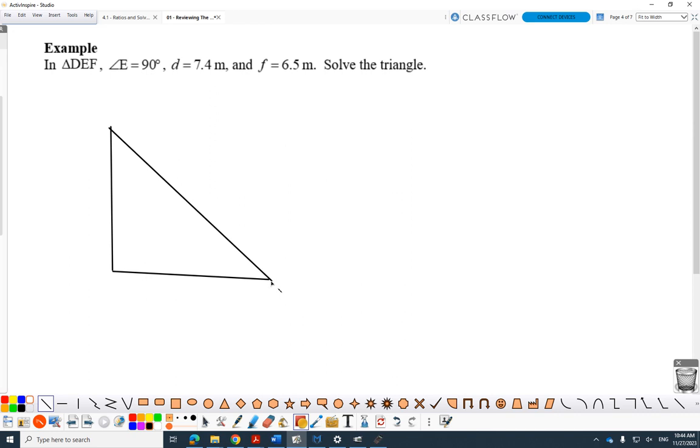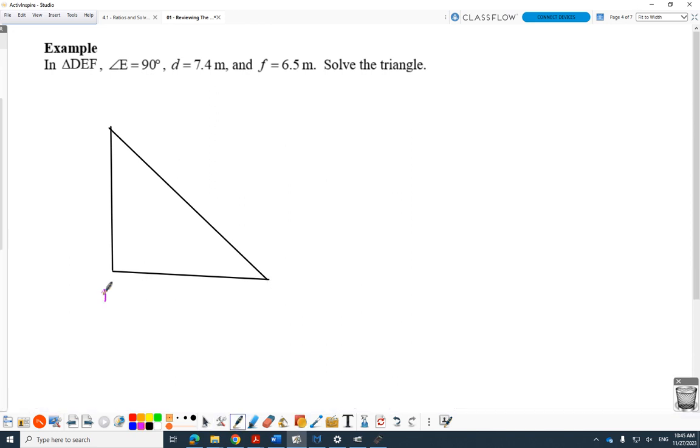And the angle E is the 90. D is 7.4 and F is 6.5. Now this is where the labeling sort of comes in. In the interest of all labeling it the same, if that's big E, we use capitals for angles and little letters for sides. So if that's big E, that's going to be little e, the far one across there. This is really going to matter when we go back to do sine law and cos law.